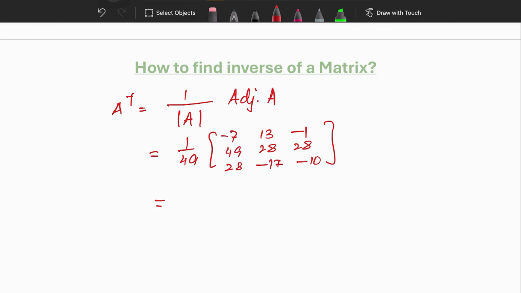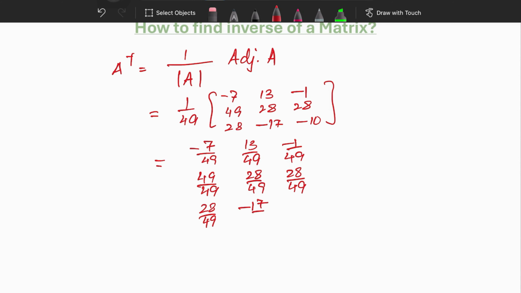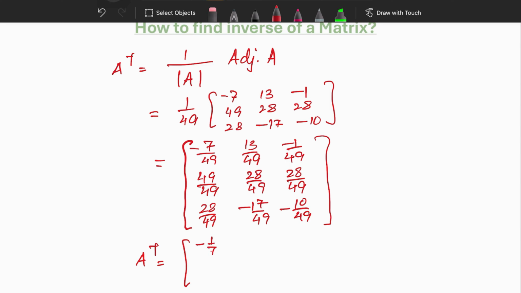So you can leave it here, but if you want to go with the entries, yes, you can go ahead. So that's going to be negative 7 over 49, 13 over 49, negative 1 over 49, 49 over 49, 28 over 49, 28 over 49 again. So 28 over 49, negative 17 over 49, and 10 over 49 with the negative sign. So this is the inverse. If you want to write it in simplified form, that would be negative 1 over 7.